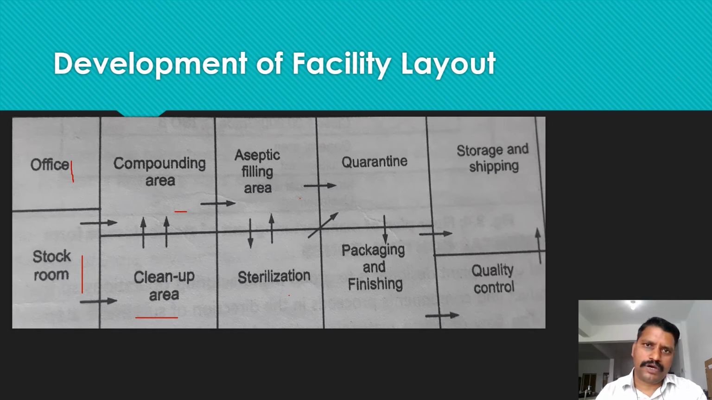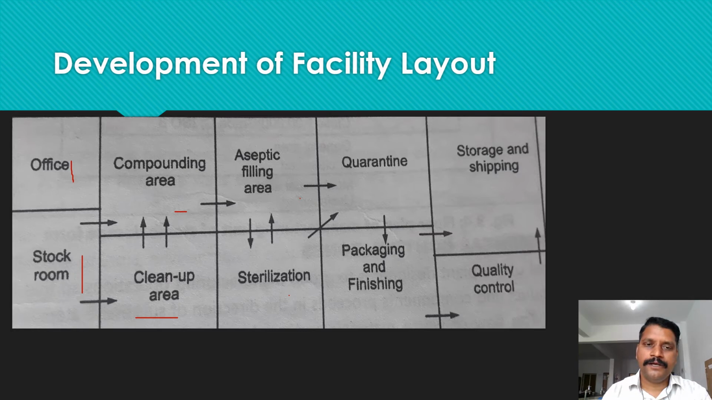to be compounded or manufactured. From the compounding area to sterilization, again you cannot transfer the material directly from the compounding area to the sterilization area, or from the compounding area directly to the quality control area. Okay, so from the compounding area to the aseptic filling area. After preparation, suppose a solution or suspension, whatever. After the formation or preparation of a parenteral solution, we need to fill aseptically.